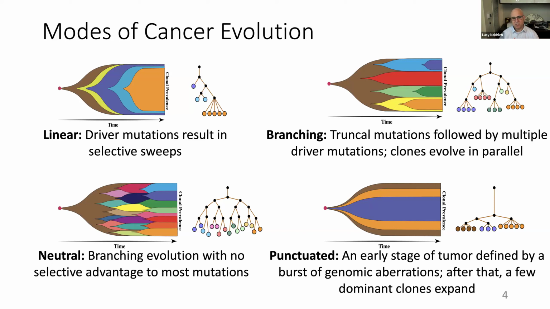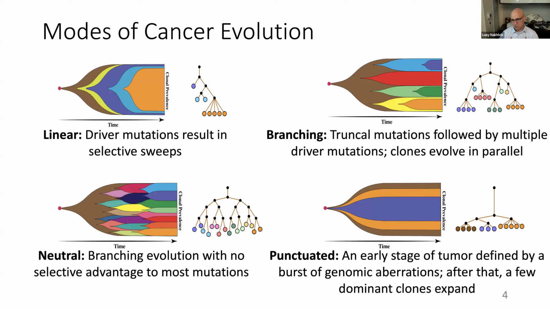This gives a linear model, and you can look at it from a phylogenetic tree perspective. It gives a certain shape to the tree. This is actually a tree that we call a caterpillar. It's a very long, narrow tree. There's the branching mode of evolution. It has truncal mutations at the very beginning, followed by multiple driver mutations. And then you have these clones that evolve in parallel. The tree is typically balanced.